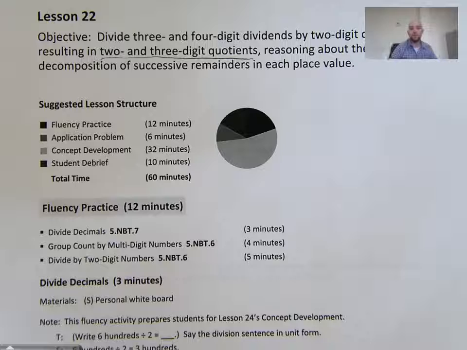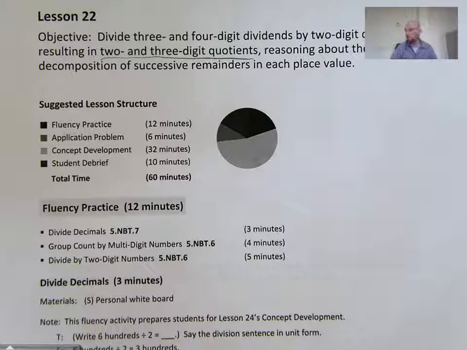We're dividing 3 and 4 digit dividends by 2-digit divisors, resulting in 2 and 3 digit quotients. So that's what's going to be a little bit different today than what we were doing in the previous couple lessons. Our quotients are going to be a little bit bigger. We'll be dealing with some slightly larger numbers, a little bit more of a challenge. So we'll get into that here shortly.